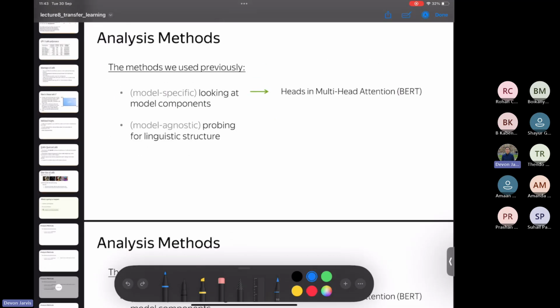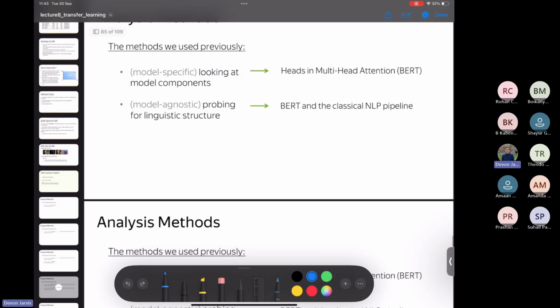So you can probe linguistic structure. Can you predict things like parts of speech from the embeddings and the tokens of your BERT model? How does that compare to classical representations from NLP? How does it compare to things we know a language model should be learning?